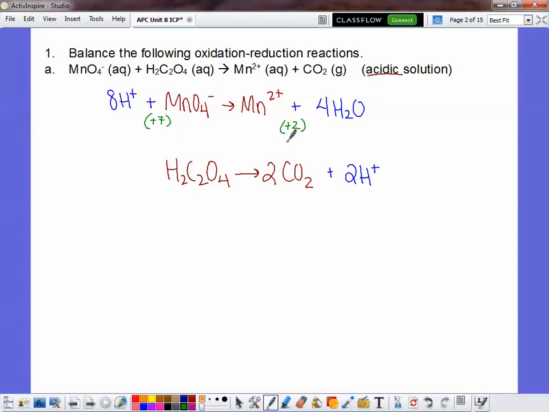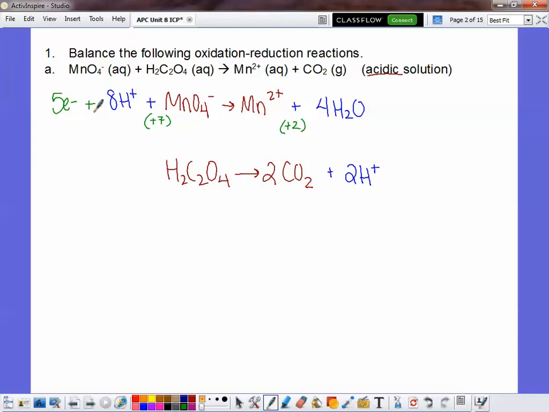You are going to end up adding electrons to the more positive side because remember, electrons are negative. So when you add electrons, you're bringing down the charge of whatever side you're adding them to. So we're going to have to add electrons to the left side to bring down that +7 charge. So how many do I add to go 7 to 2? 5. Yay, we can do mental math. So I'm going to have to add 5 electrons to the left side for that first half reaction.